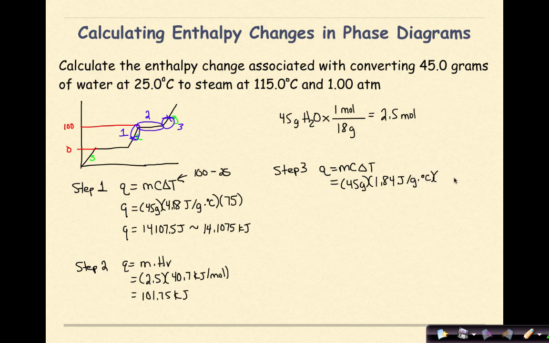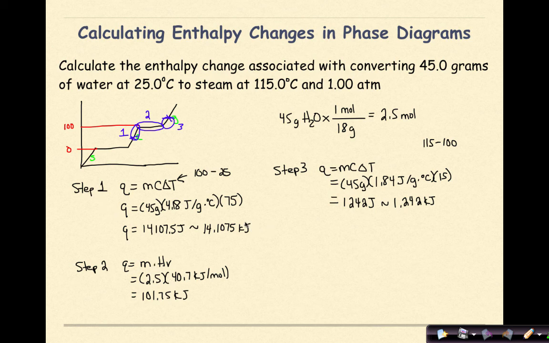And my change in temperature for this one is going to be, my temperature final is going to be 115. My temperature initial is at 100 because that's where I ended up as I went through this phase change. So the difference here is going to be 15. So if I work this out, my final answer is 1,242 joules, which converted over to kilojoules, that is 1.242 kilojoules.